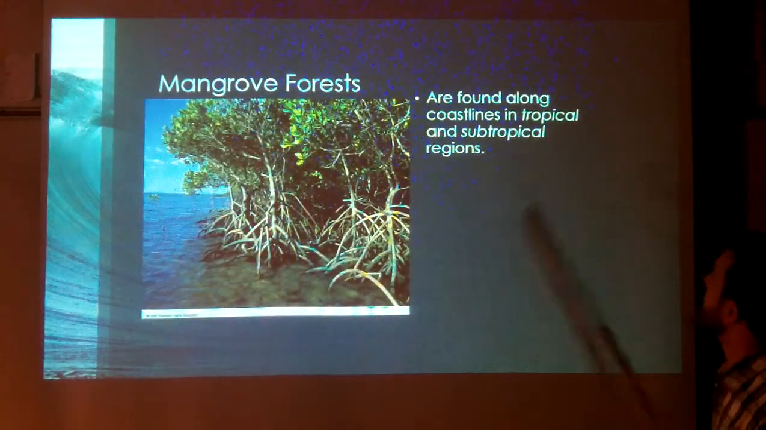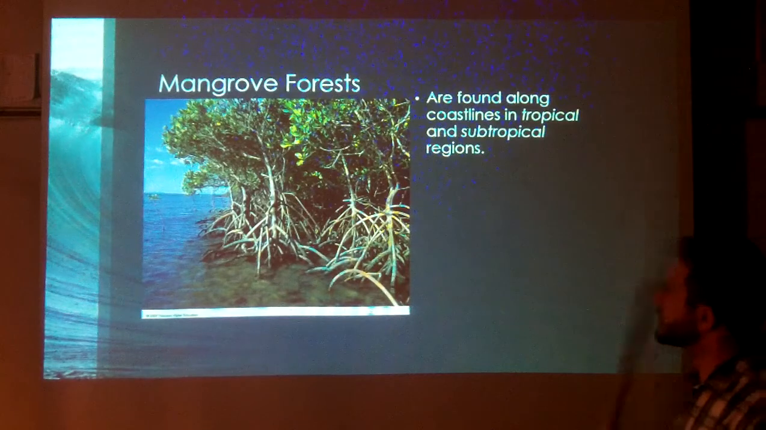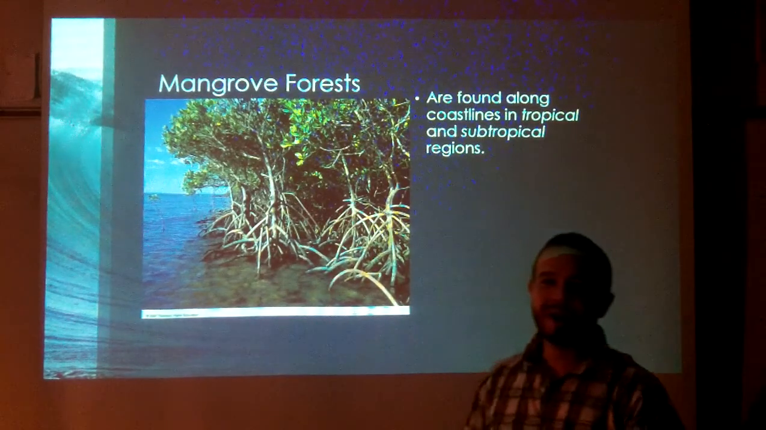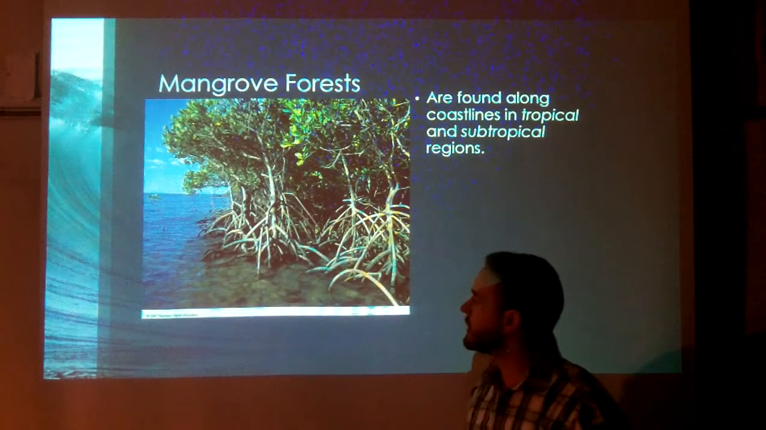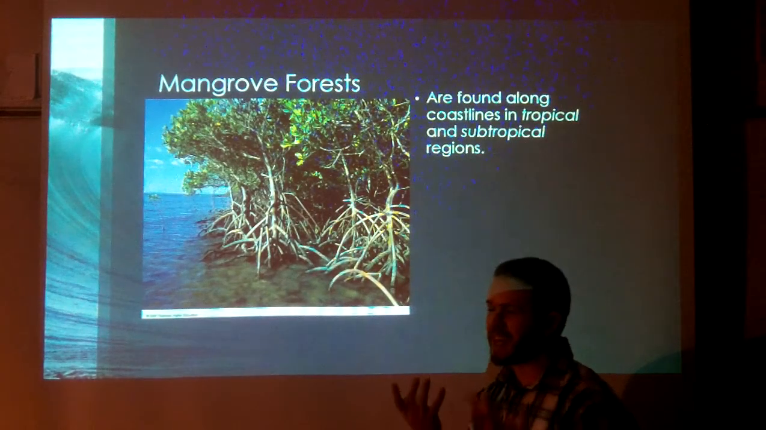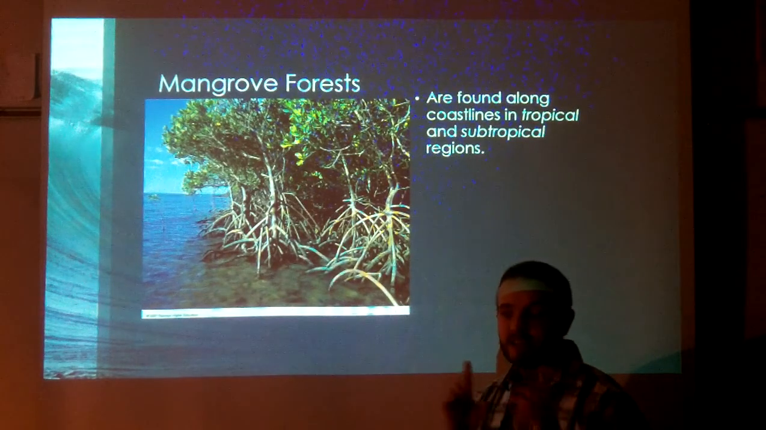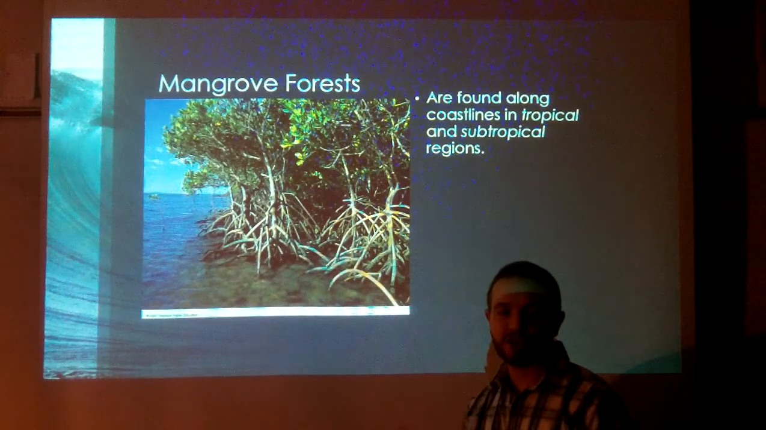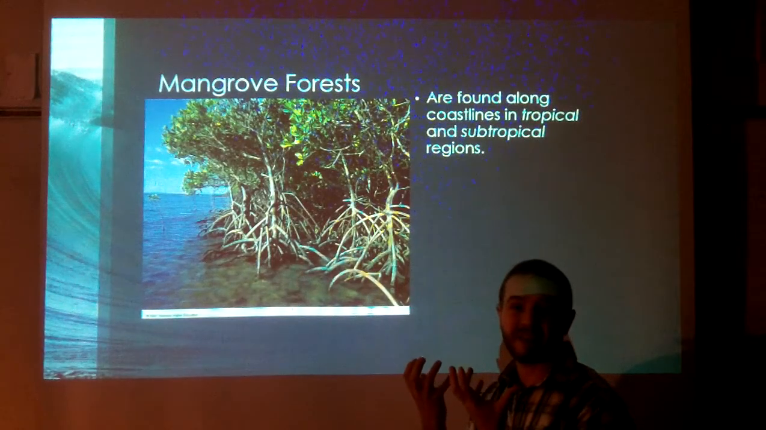Mangrove forests are found along the coastlines in tropical and subtropical areas. We've got two different types. We have red and black mangroves here in Florida. The black mangroves are the ones that have those little tiny spikes that stick out of the sand, and you see them everywhere. That's for gas exchange. That's why they have those spikes coming out of the sand.